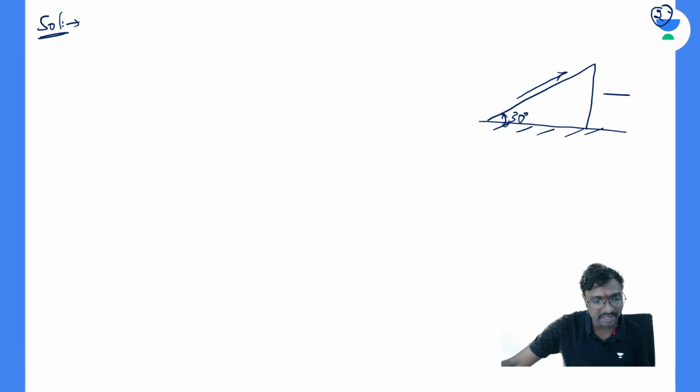Because force P is acting in the left hand side direction, it is causing movement of this wedge in the left hand side direction. So friction must be opposing that. Friction must be acting in the right hand side direction, right? Let us say this is your F2. What is that friction? F equals coefficient of friction mu into normal reaction n, yes or no?